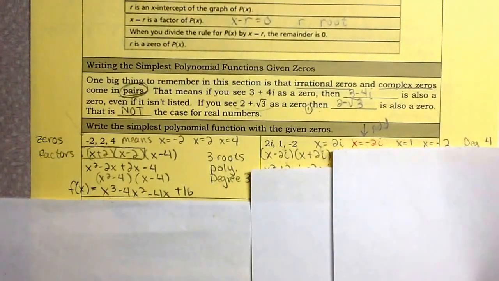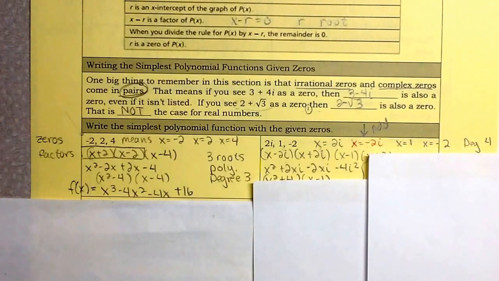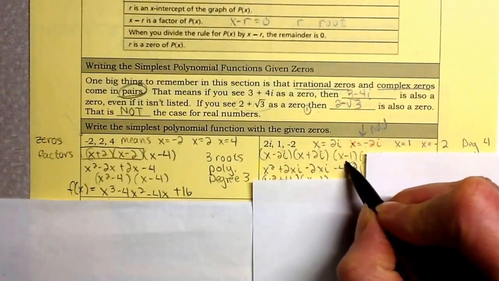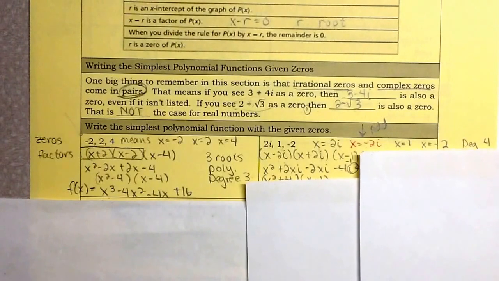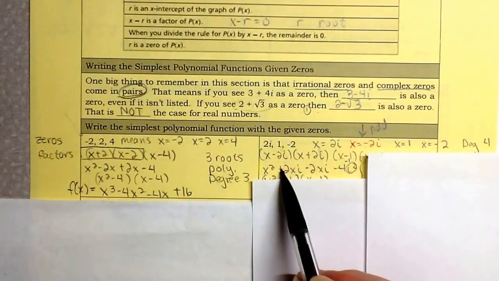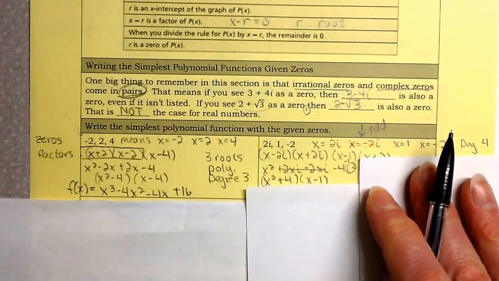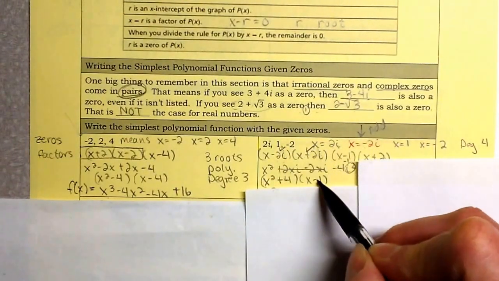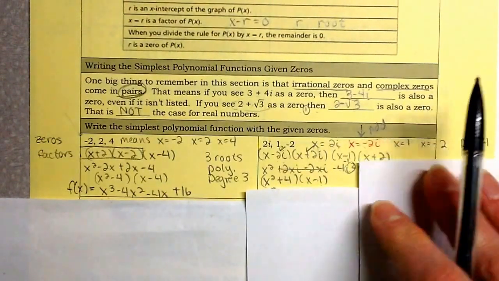So when I FOIL those out, I'm going to get x squared plus 2xi minus 2xi minus 4i squared. Now remember that i squared is negative 1, so that's going to be a plus 4. And then these two are going to turn into 0. So that's going to give me x squared plus 4. So that takes care of this one and this one. Now I'm going to bring down the next one, which is x minus 1, and I'm going to FOIL that out.